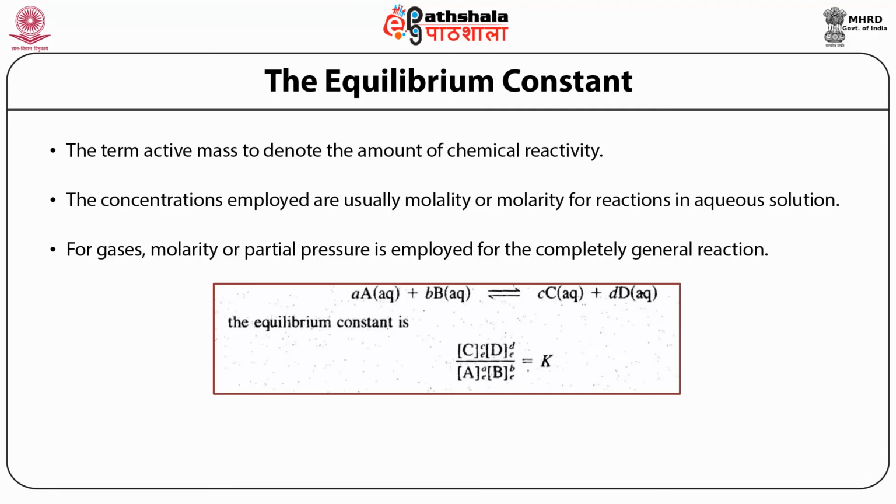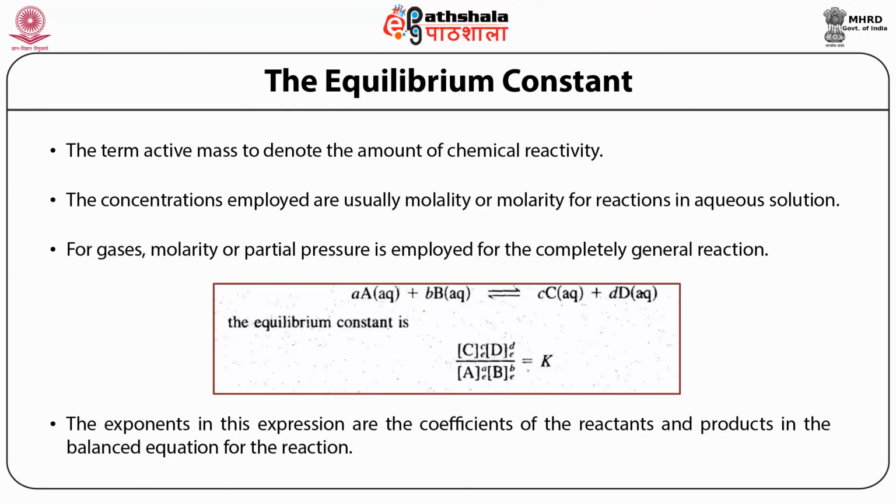For the completely general reaction, small a capital A plus small b capital B is in equilibrium with small c capital C plus small d capital D, and the equilibrium constant is denoted by the concentration of C to the power c times the concentration of D to the power d, divided by the concentration of A to the power a times the concentration of B to the power b, that is equal to K. The exponents in this expression are the coefficients of the reactants and products in the balanced equation for the reaction.